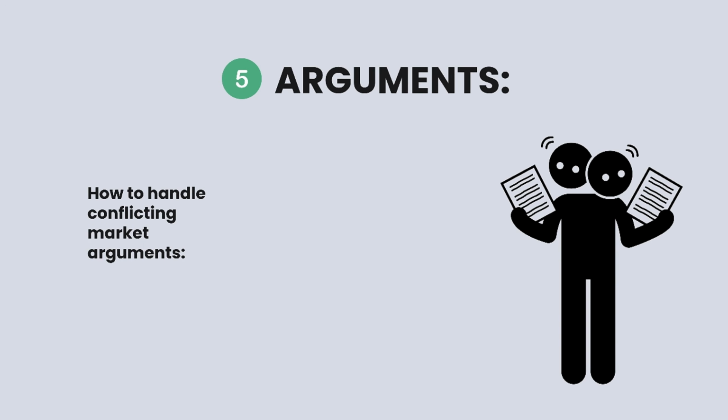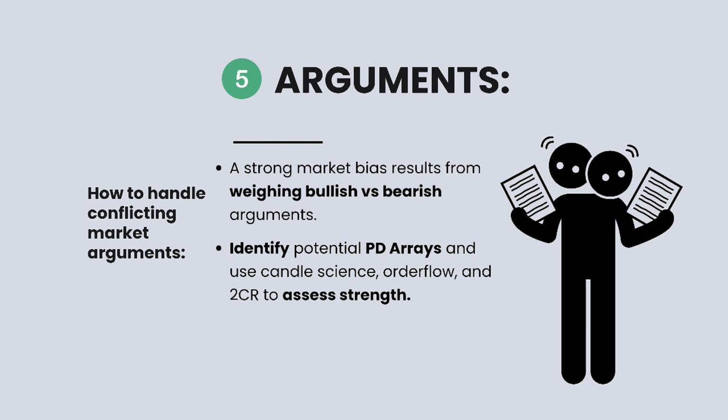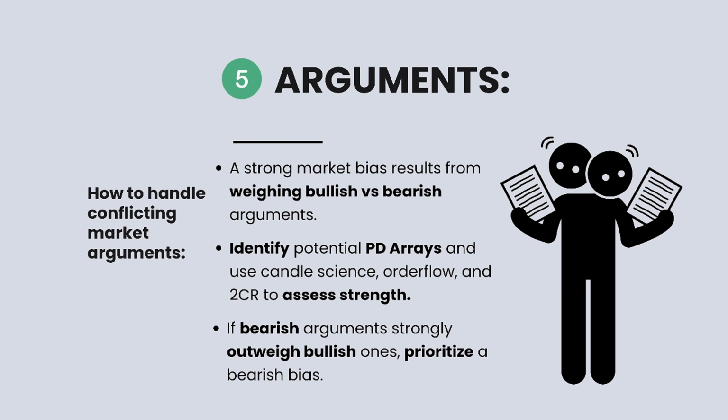After understanding these concepts, you might have conflicting market arguments. A strong market bias results from weighing bullish versus bearish arguments. Identify potential PD arrays and use candle science, order flow, and second candle rejection to assess strength. If bearish arguments strongly outweigh bullish ones, prioritize a bearish bias. Conversely, if bullish arguments dominate, prioritize a bullish bias. Let's explore this clearly in charts.